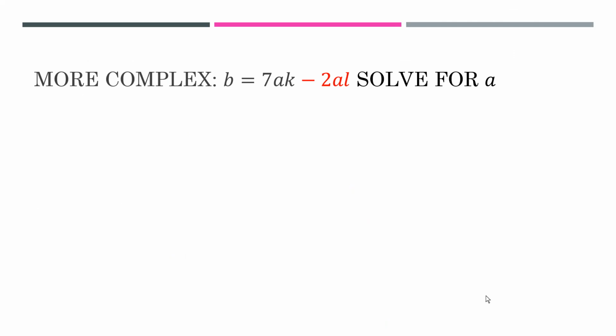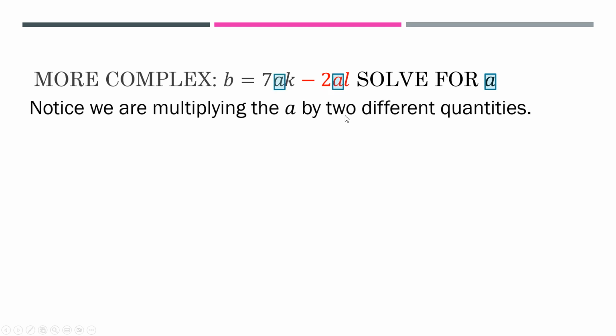This one's a little bit more complex, but we're going to have a look at it from a mathematical side of things to understand what's going on here. Because look what we're trying to get to. We are trying to get that a. As you see, we have 1a here and 1a here. So we're multiplying a by 2 different quantities, and that might be a little bit harder to figure out what we need to do, okay?